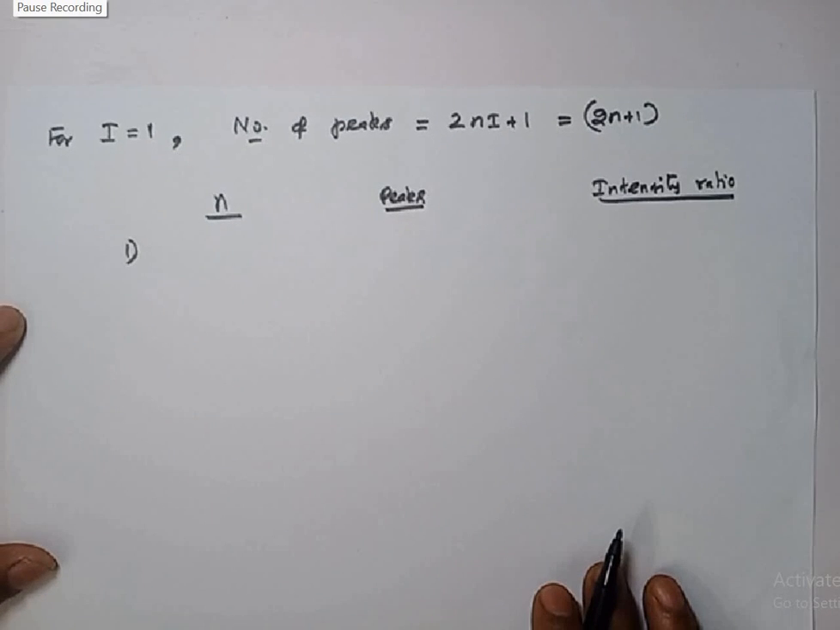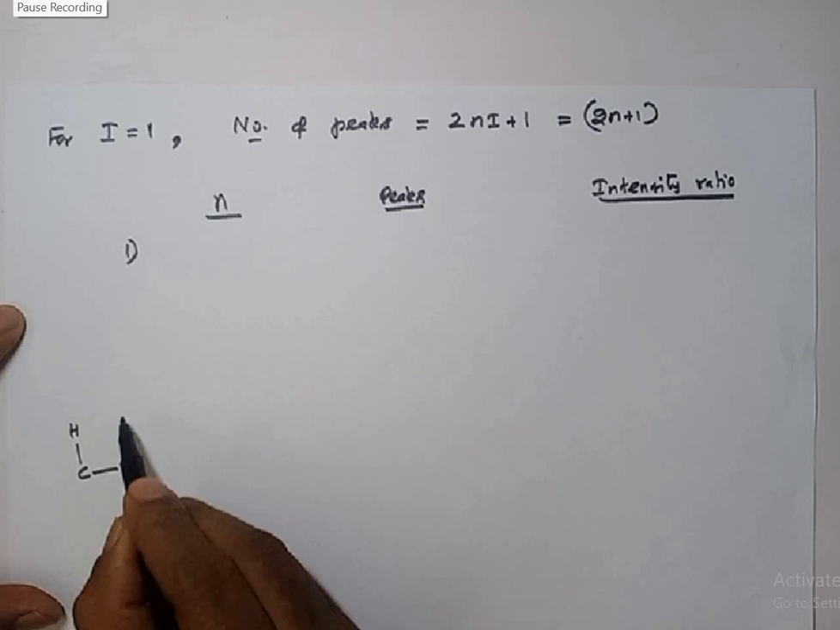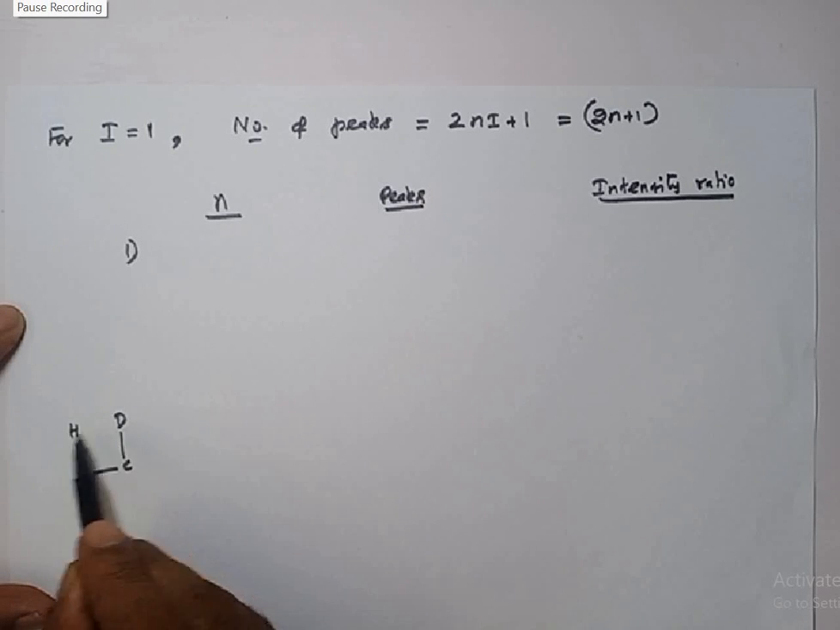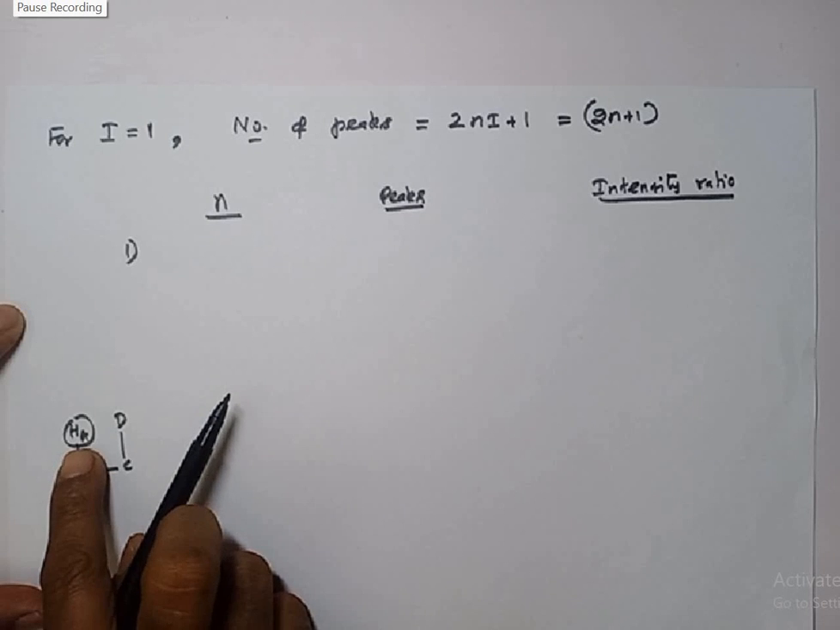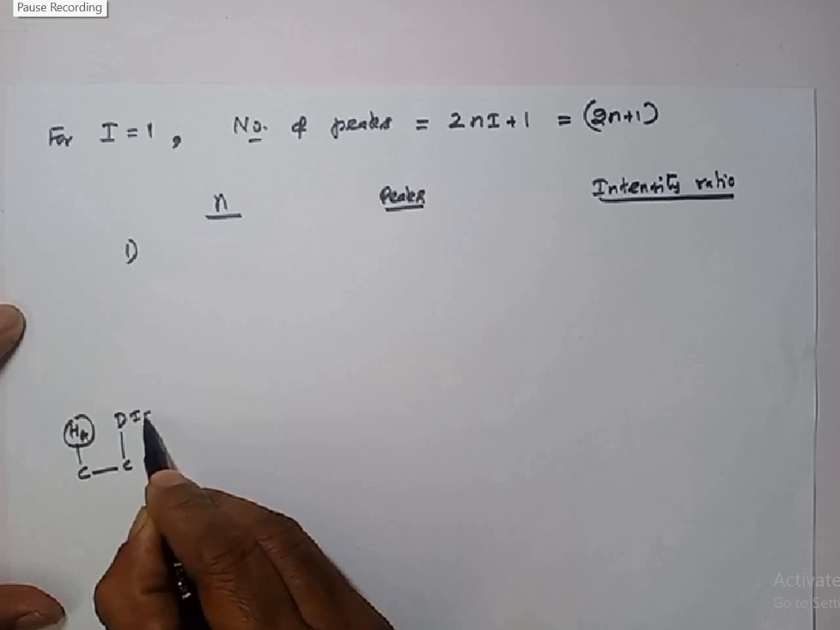Okay. Listen. See what I'm trying to say here. Suppose I have a carbon which has one hydrogen, and the adjacent carbon has, say for example, deuterium. Then the deuterium will split this signal. See, this is Ha proton. The Ha proton signal is split by deuterium. But for deuterium, I is equal to 1.